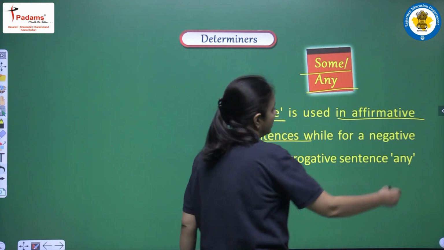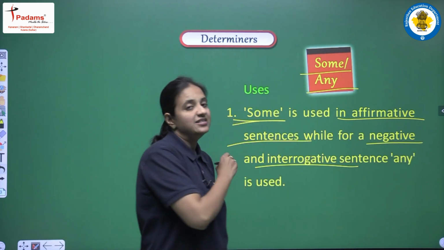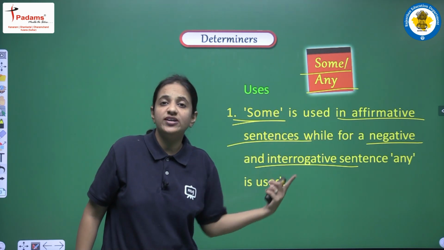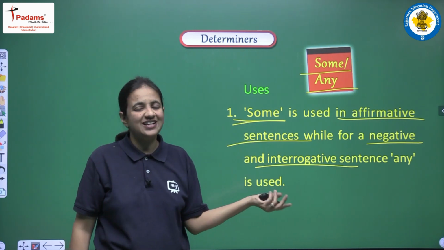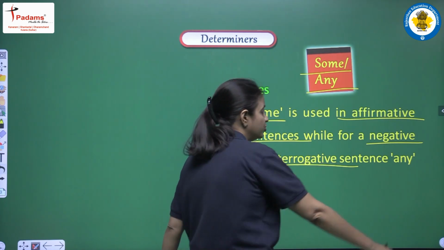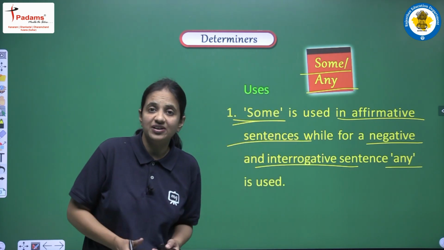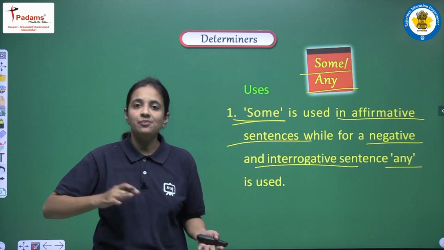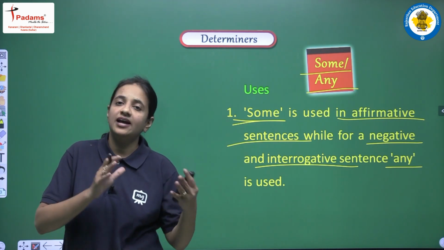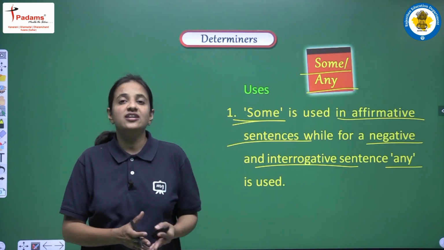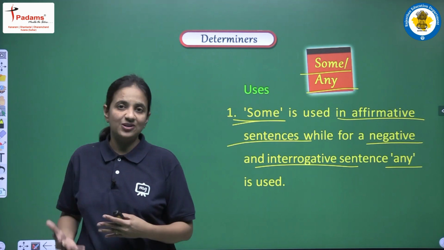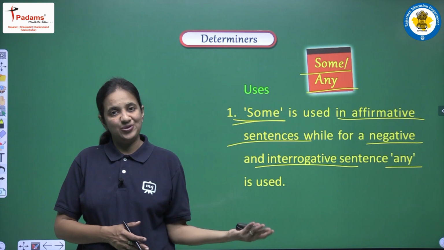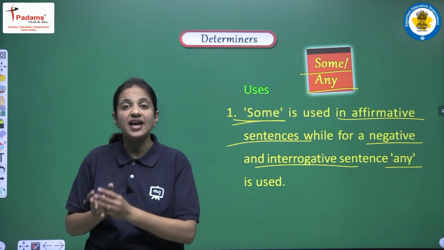But if we have a negative or interrogative sentence, it means a sentence in which we have not, or a sentence in which we have a question and a question mark at the end, in such sentences we have to use any. So this is the first difference between some and any. Clear? I am repeating this one more time. Some and any are determiners, and the difference is that some is used in positive, affirmative sentences, and if we have negative or interrogative sentences, then we have to use any.